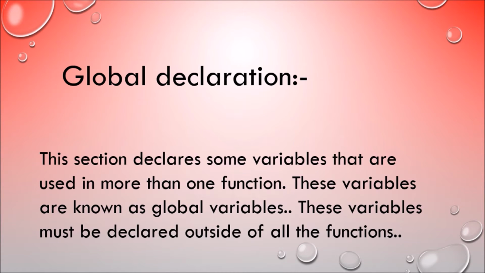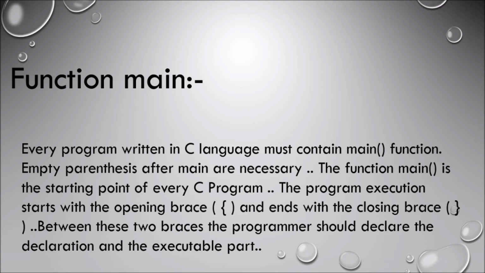So let's see. Then there is the main function, which is I think the most important part of your program. Without this your program doesn't exist. Every program written in C language must contain a main function. Empty parentheses after main are necessary. The function main is the starting point of every C program. The program execution starts with the opening brace and ends with the closing brace. Between these two braces, the program should contain the declaration and executable part. So this is what we understand from the main function.